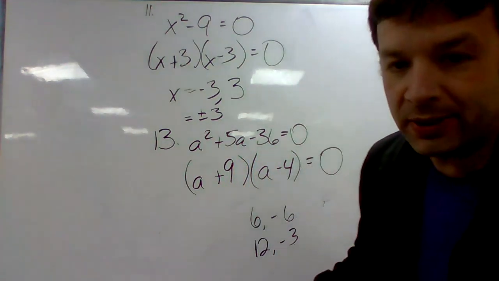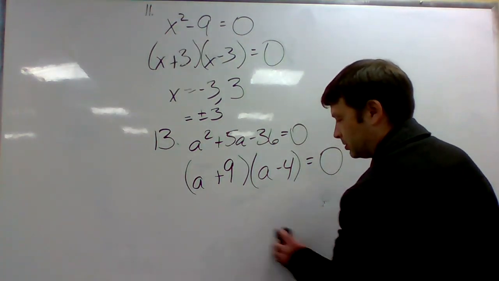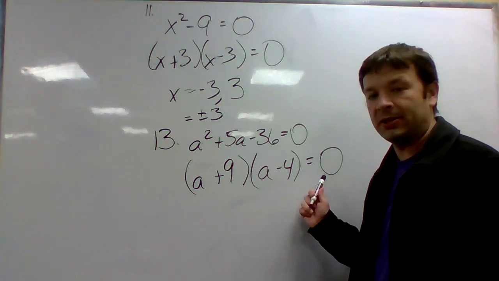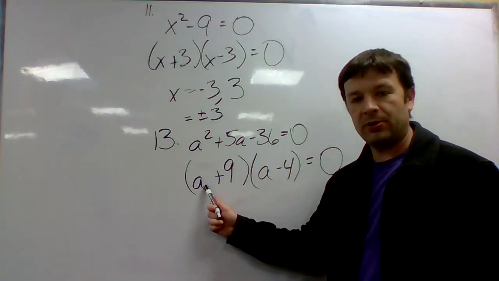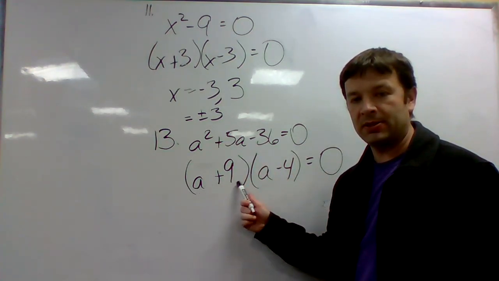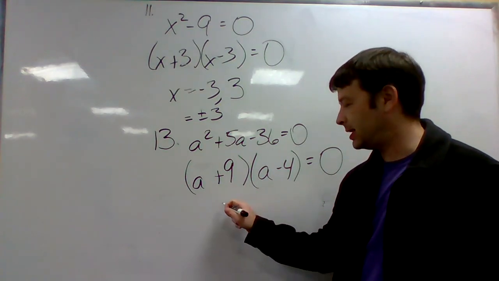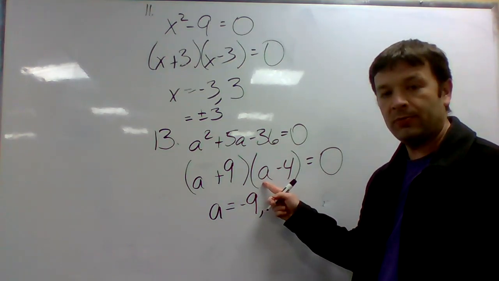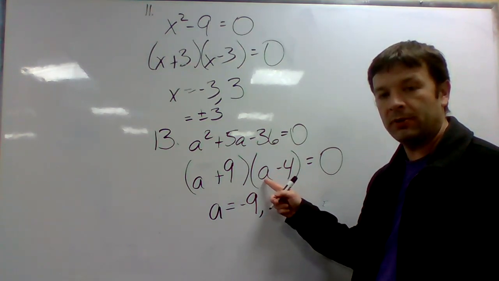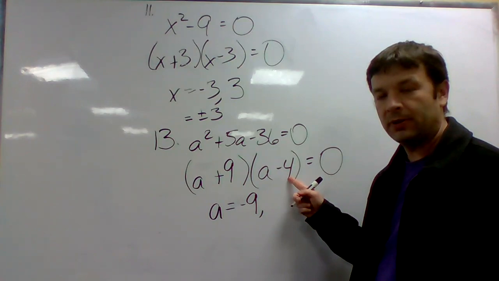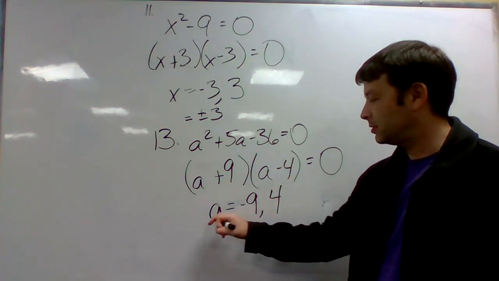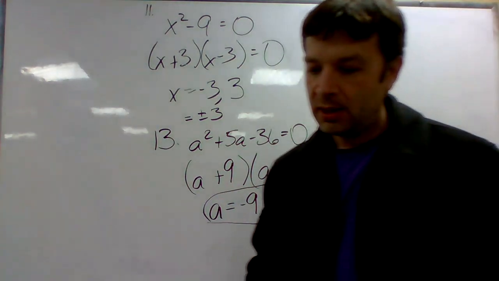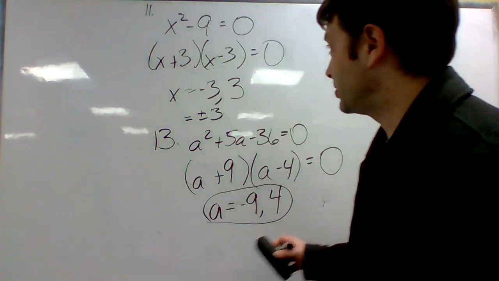However, the final answers are not 9 and negative 4. It's a plus 9. We need that to equal 0. So what a do I choose to make this 0? What plus 9? Negative 9. What a value would make a minus 4 0? What minus 4 equals 0? That would be a 4. So those are the two answers for 13. And that's the last problem on 13.